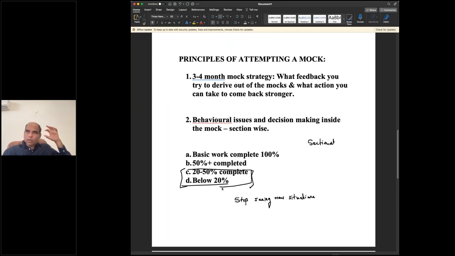अगर quants का portion के कारण तुम test को delay कर रहे हो, तो ठीक है, that's okay. But don't delay the verbal and DI testing that you should be doing. Start that from July, August only. From July only. Why do you want to wait?